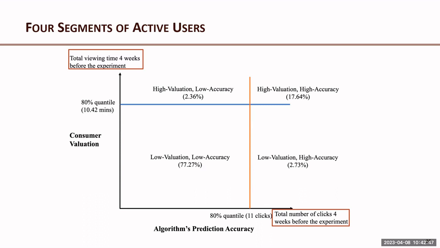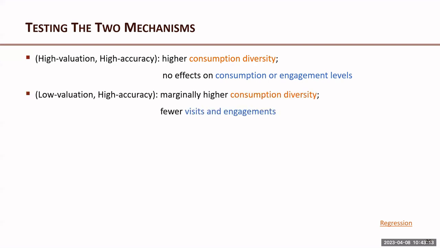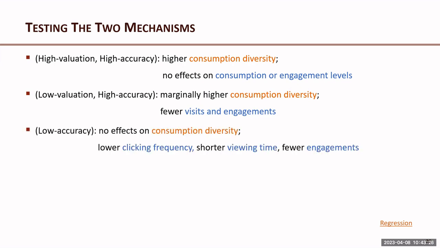And doing that, we further use the 80-20 rule to divide users. For the high valuation, high accuracy users, they have more than 11 clicks and more than 10 minutes of viewing time 1 month before the experiment. After we rerun all analysis, we find that only these high valuation, high accuracy users respond positively. However, for the low valuation, high accuracy users, they marginally consume more diversely, but they also visit less and engage less. And for the remaining low accuracy users, they do not change their consumption diversity, but also click less, view less, and engage less.